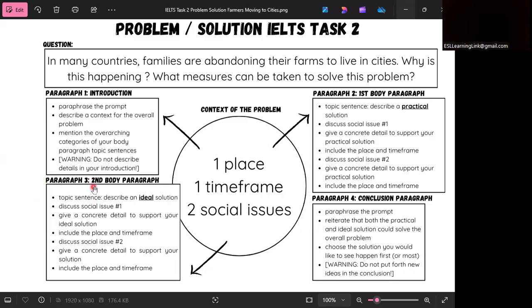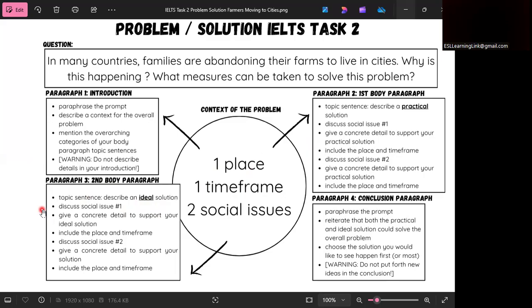Okay, so let's go back to paragraph 3, the second body paragraph. After you've written your full topic sentence describing an ideal solution, you will discuss how that ideal solution relates to social issue 1. It should probably be the same social issue mentioned in the first body paragraph to have a really tight, coherent context. If you have social issue number 3, it will become a little looser and it won't be a 9. Might be an 8 or a 7.